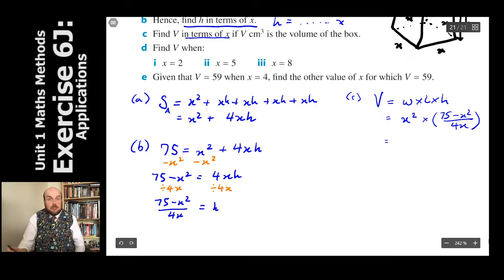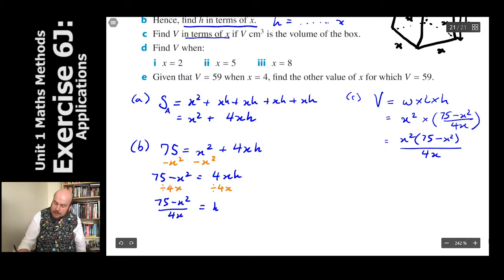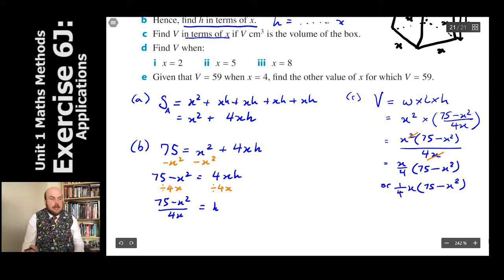And now we also should simplify this as well. So this becomes x squared, 75 minus x squared over 4x. We can cancel out one of these x's from the x squared. And so we will get x over 4, 75 minus x squared. Otherwise, you can write that as 1/4 x, 75 minus x squared. It doesn't really matter which way you do it.